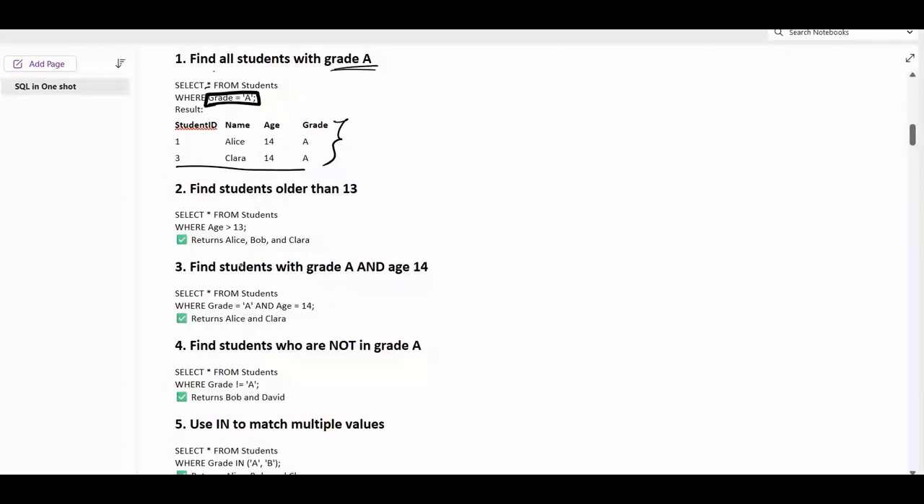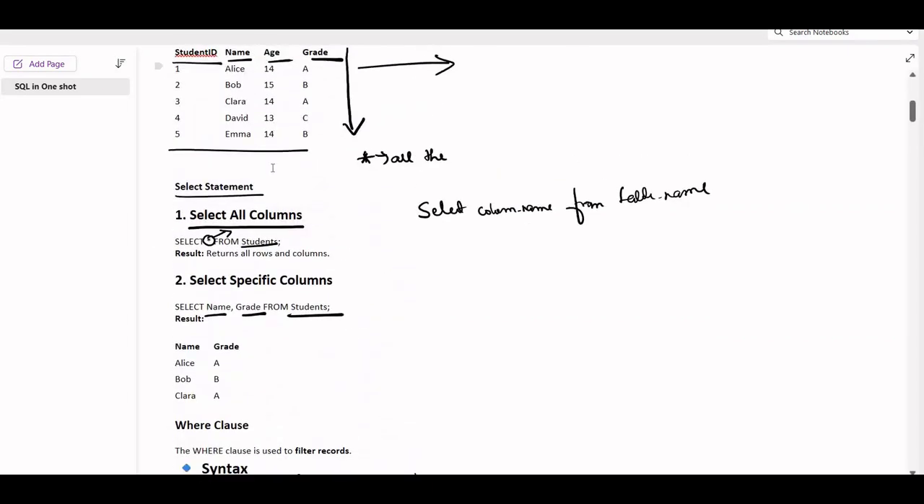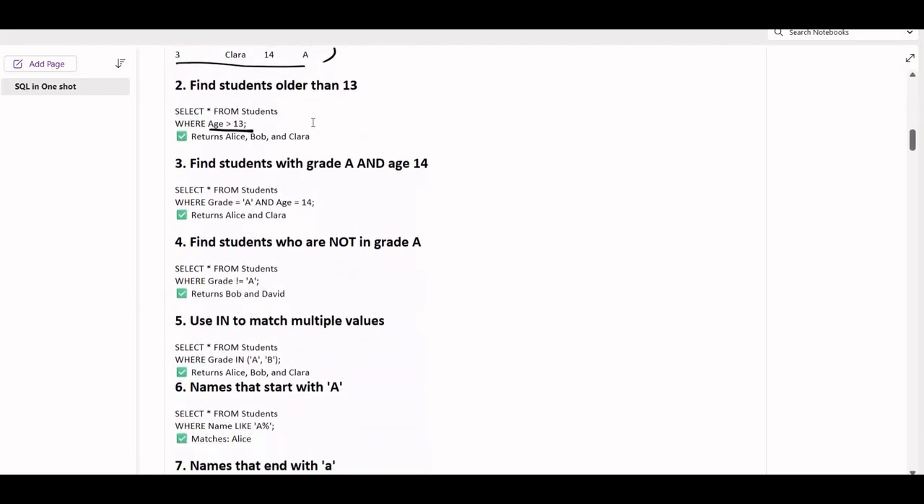The next question is: find the students older than 13. I mean their age should be greater than 13. You are displaying SELECT star FROM students WHERE age is greater than 13. This is also a condition. This is an equal to condition and this is a greater than condition. When age is greater than 13, you can see in this table that it displays all the rows except this David row. Alice, Bob, Clara and Emma.